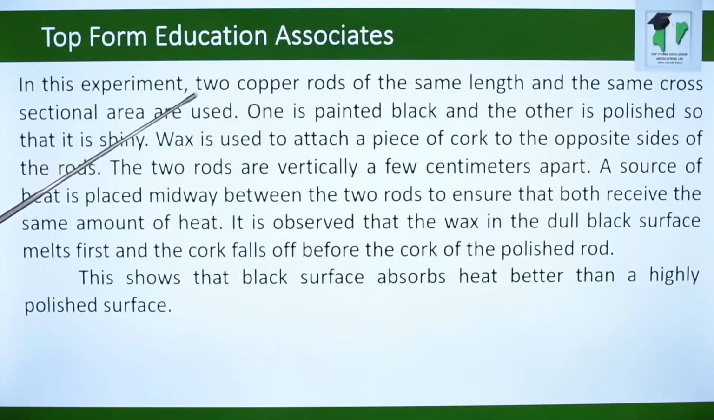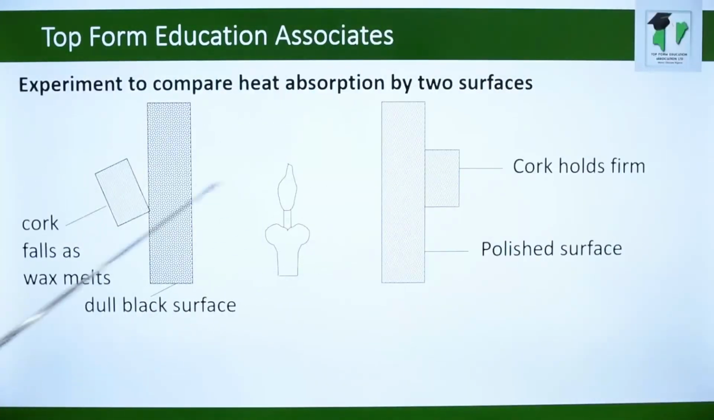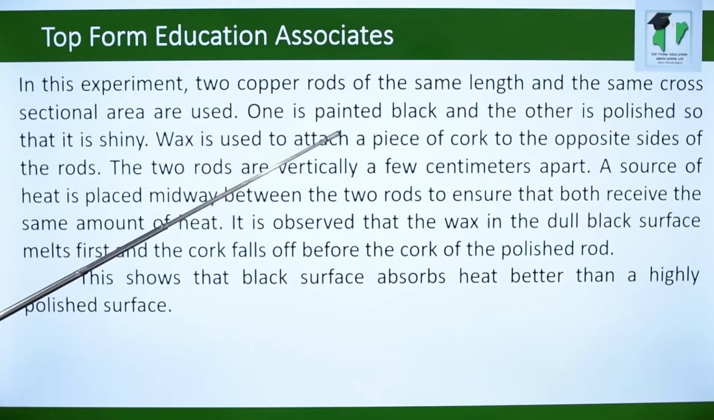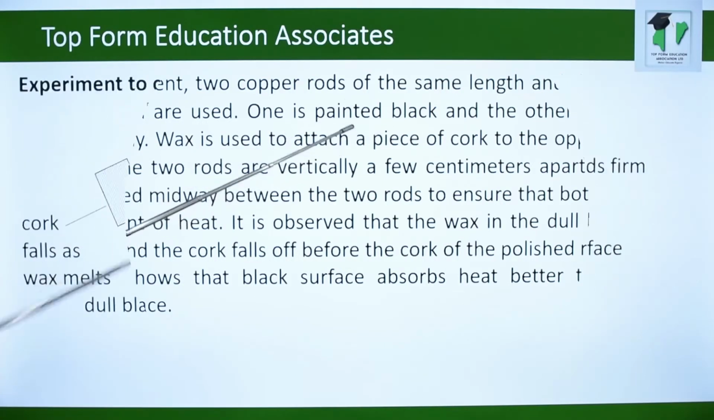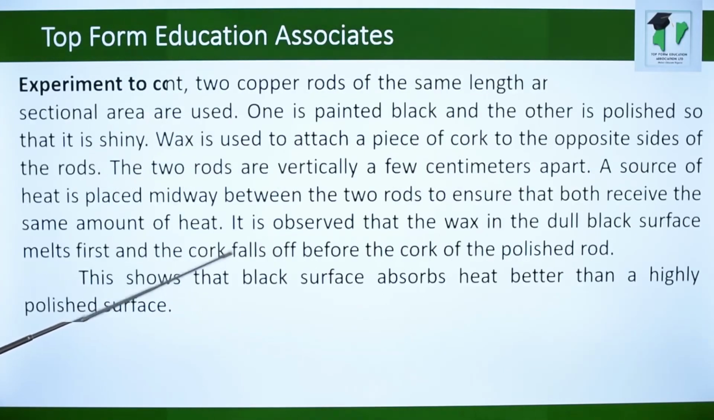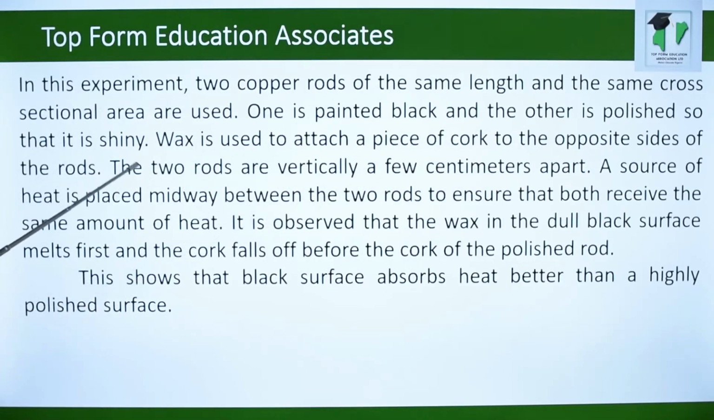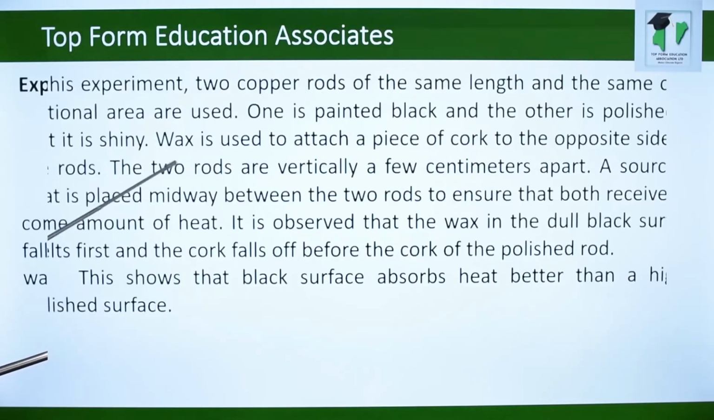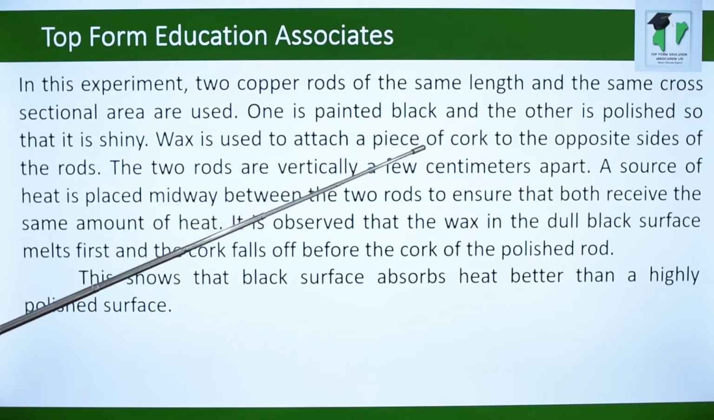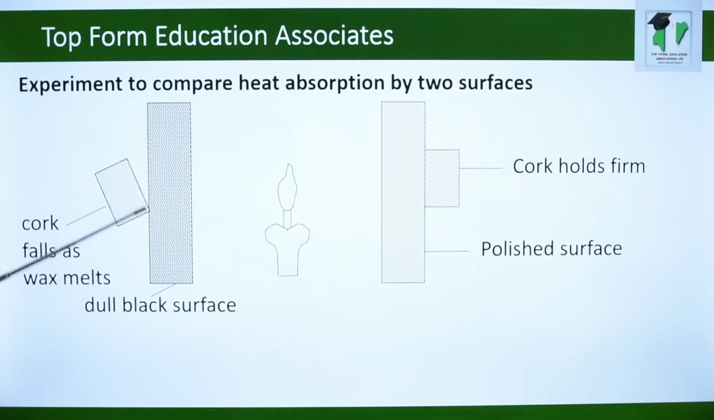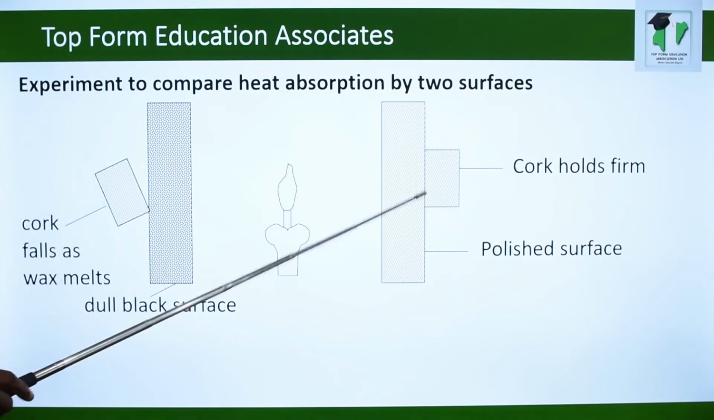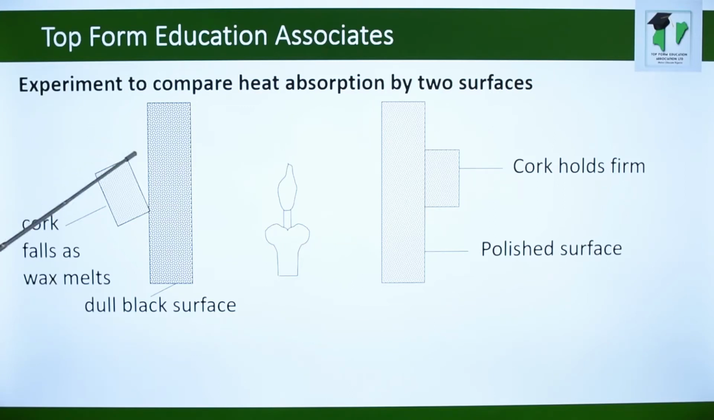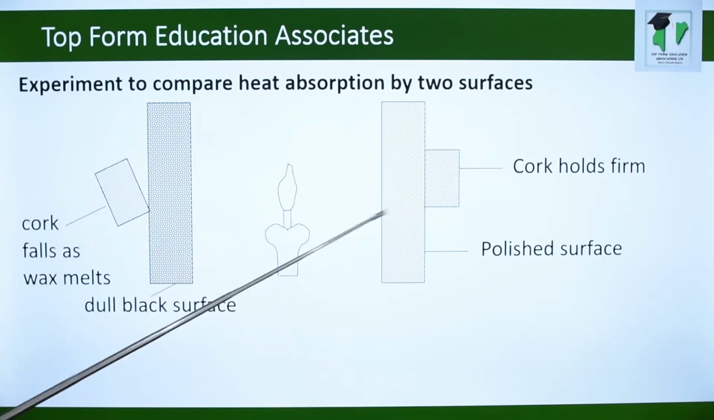In this experiment, two copper rods, these are the copper rods here, of the same length and the same cross-sectional area, of the same thickness, are used. One is painted black, that's this one here, and the other is polished so that it is shiny, that's the one here. Wax is used to attach a piece of cork to the opposite sides of the rods. You know about candle wax. So we use it to attach this cork to the opposite sides of these rods.